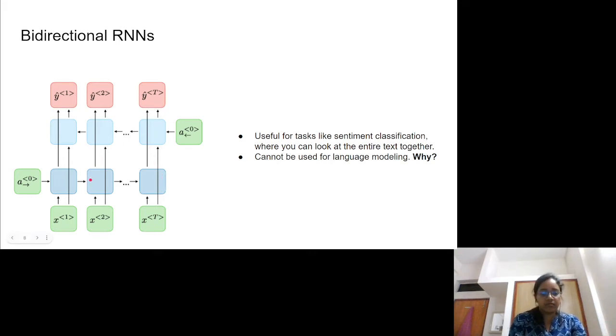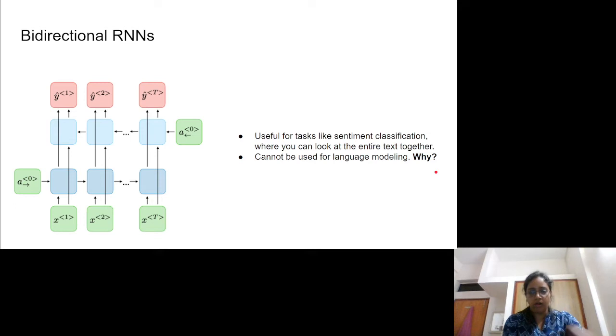Suppose you take this x2 word. For processing this x2, you can look at x1 also, x3 also, x7 also, right? That is what is meant by bidirectional RNNs: you can go both directions, both towards the left and right. The same thing, just that you now have two directions available.